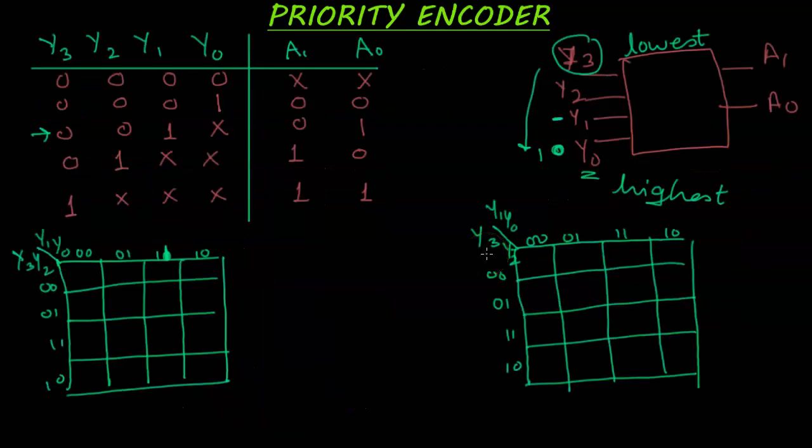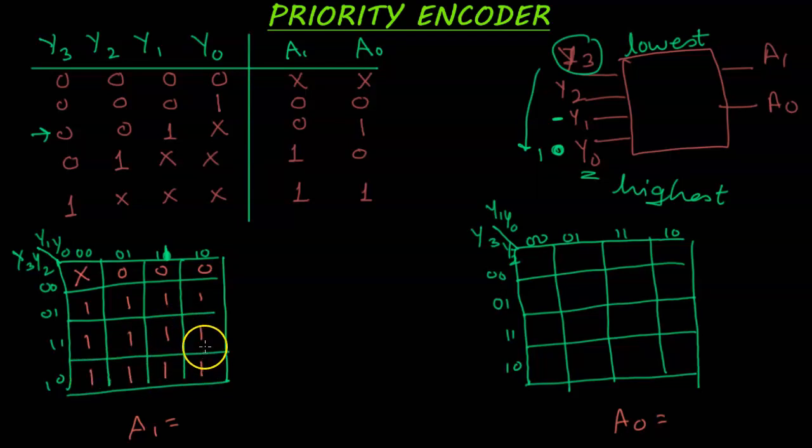Now let us form the equations for A1 and A0 using a K-map. Please refer to my previous videos if you are not familiar with how to use a K-map to form a Boolean expression. So let us start filling up our K-map. We see that the inputs are Y3, Y2, Y1 and Y0. So when 0, 0, 0, 0, then A1 is don't care. This is for A1 and this K-map is for A0. So we have don't care, then we have 0, 0, 0, and then 1, 1, 1, 1, 1, 1, 1, 1 and again 1, 1, 1, 1.